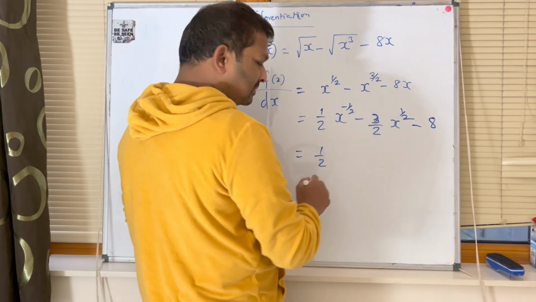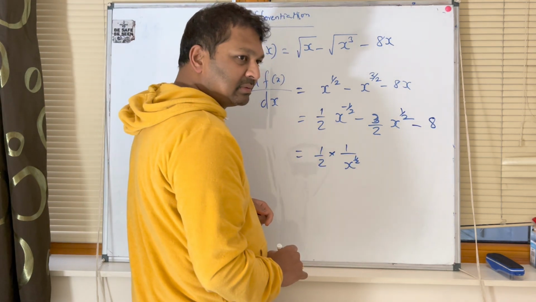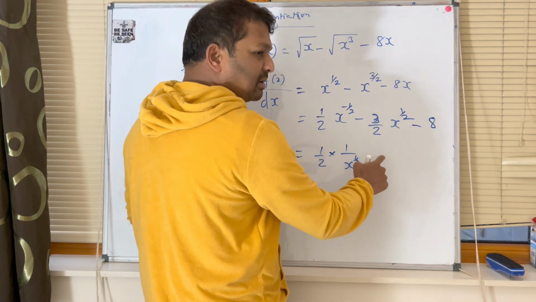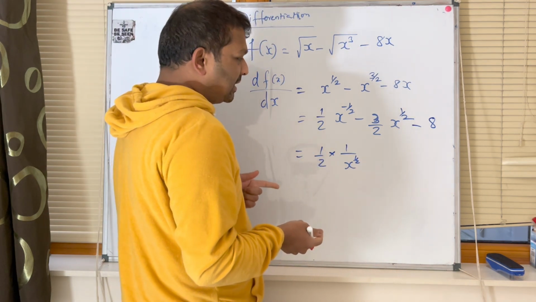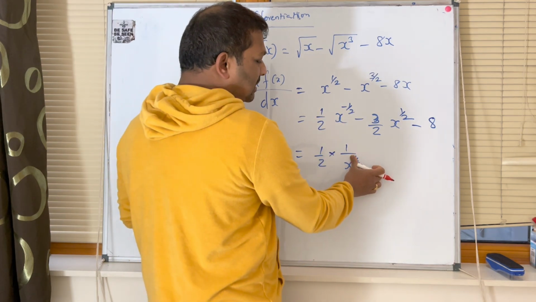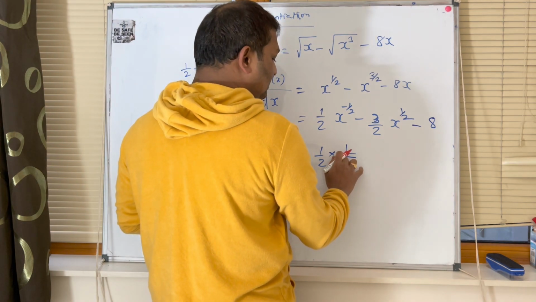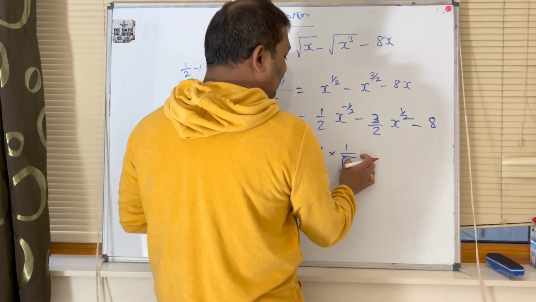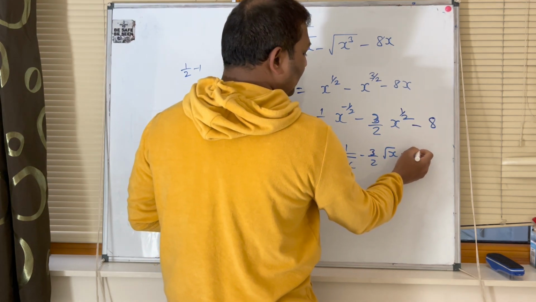Can we write like this? Yes, 1 by square root of x. That's how you need to translate. This is in the power form, the index form, and this is in the root form. So this can be 1 by 2 root x, here it is 3 by 2 root x, and here it is 8.